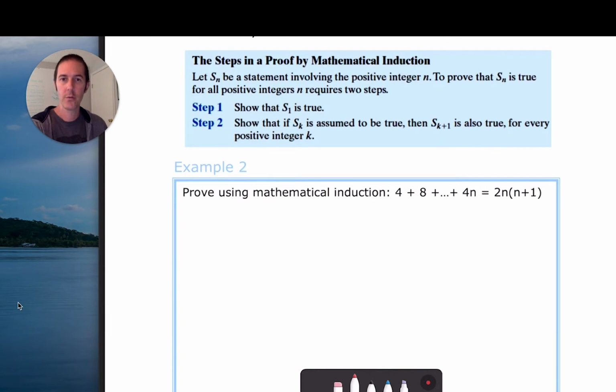We show that it's true for s sub 1, and then we show that if s sub k, the kth statement, is assumed to be true, so that's going to be our assumption, then the subsequent statement, s sub k plus 1, where n is equal to k plus 1, will show that that's also true. So assuming s sub k will show that s sub k plus 1 is true.